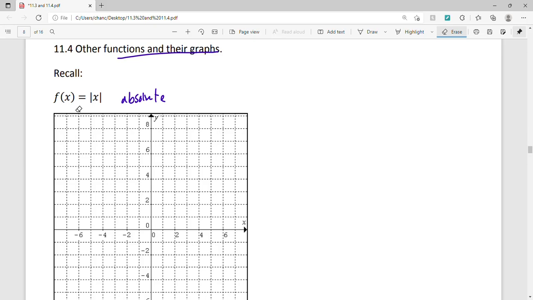Let's look at section 11.4, functions and their graphs. Recall the function f of x equals the absolute value of x has a V shape. We know the absolute value function has a V shape. Let's review what it looks like.